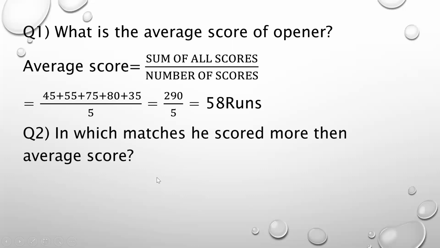In which match did he score more than the average score? In the third and the fourth match. Why? Because the average is 58 and the score in the remaining 3 matches is less than 58.